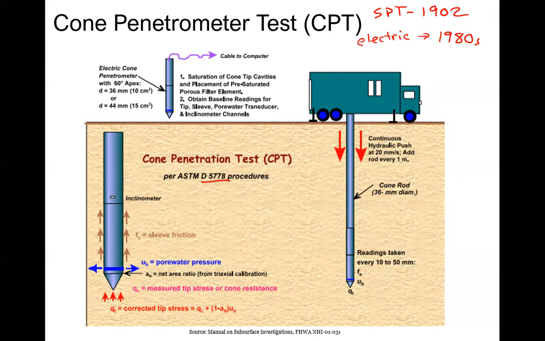The main benefit of this test is we get data every 2 centimeters. Before, with the SPT, we were collecting data at an average of every 2.5 feet with depth. Now we can collect data basically every 1 inch with depth. So it's much higher resolution with depth. But there are still some limitations with this.